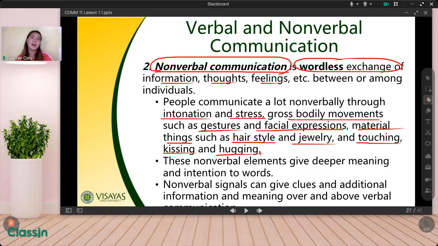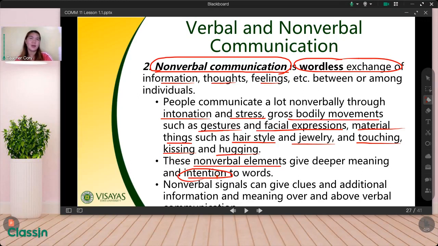Like if you want to comfort someone and you don't know what words to say because the person is really so down, you just touch them, you pat them, or just hug them. So that's already communicating a lot. These nonverbal elements give deeper meaning and intention to words. Okay, so there is now the intention.